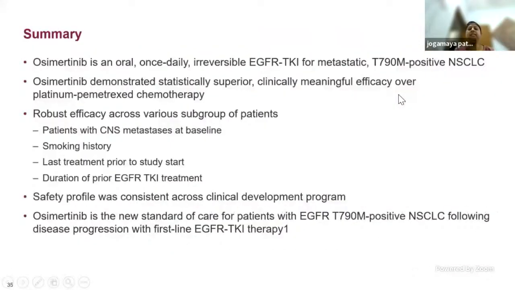So in summary, osimertinib is an oral once daily irreversible EGFR TKI for metastatic T790M mutation positive NSCLC adenocarcinoma. It has demonstrated statistically superior, meaningful efficacy over platinum pemetrexed chemotherapy, and robust efficacy has been found in various subgroups of patients, including those with CNS metastasis, symptomatic or asymptomatic at baseline. The safety profile is consistent with what was previously seen in clinical trials. The real world data is also in concordance with the safety data. Osimertinib is the new standard of care for patients with EGFR T790M mutation positive lung cancer following disease progression on first line EGFR TKI.